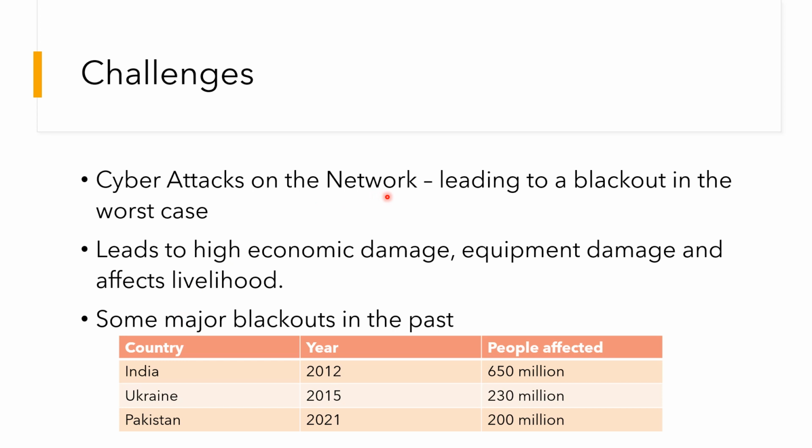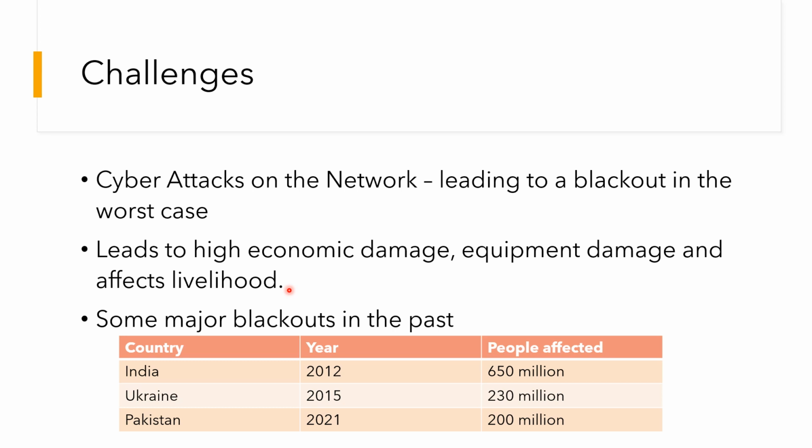So there are a few key challenges. With the introduction of communication and networking devices, there is a possibility of cyber attacks on the network, which could lead eventually to a blackout in the worst possible case. It in fact leads to very high economic damage, equipment loss, and it affects livelihood. So can you imagine a blackout situation for even about 6 hours, right? That is a big thing.